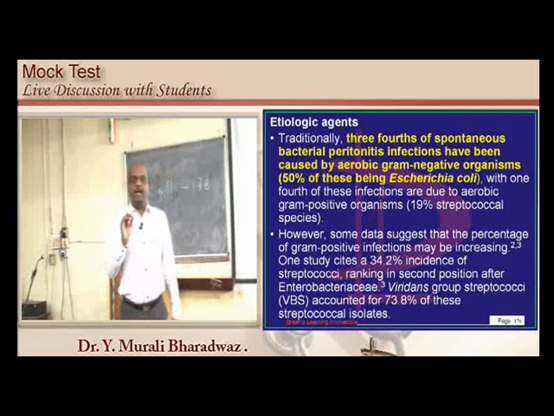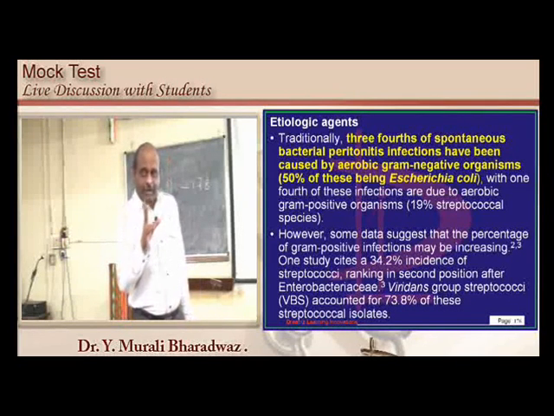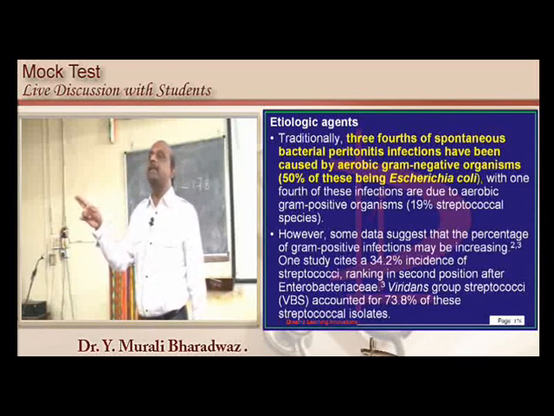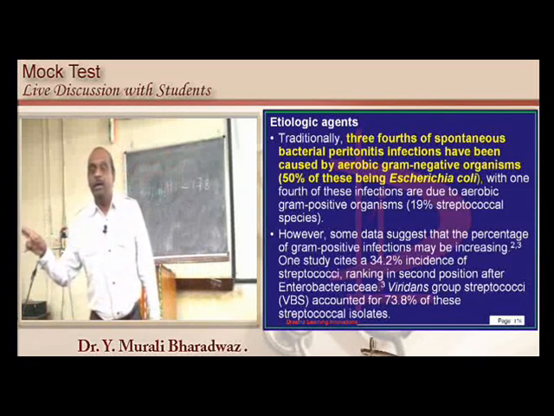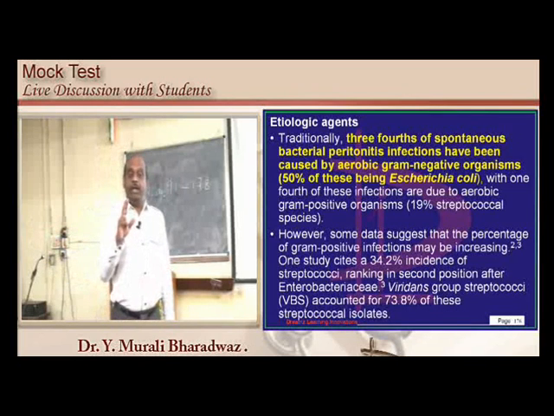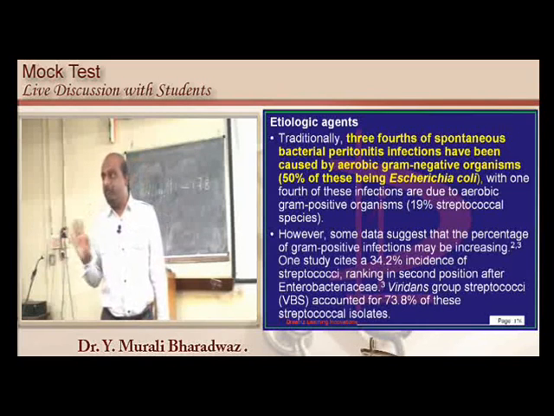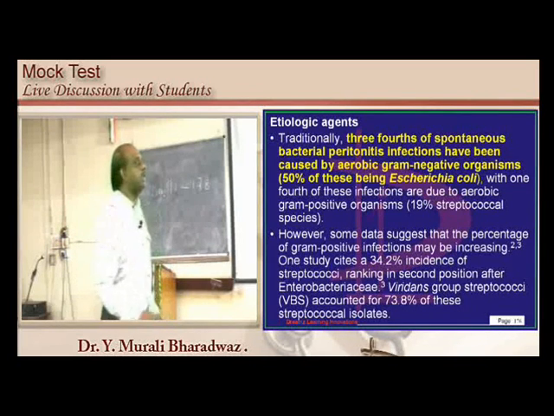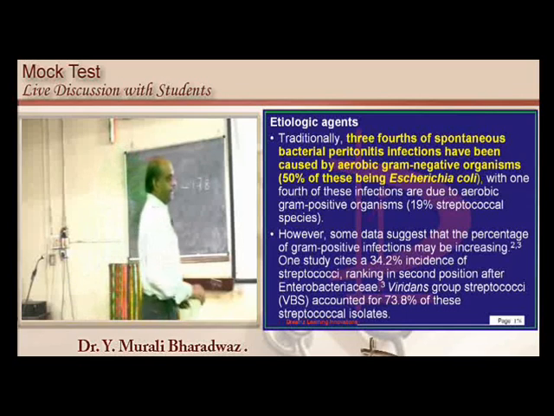Then another differentiating factor is, if it is a secondary bacterial peritonitis, you find multiple organisms growing in the ascitic fluid culture. But generally in case of spontaneous bacterial peritonitis, only one organism will grow, not multiple. If multiple organisms are growing, it is no more spontaneous bacterial peritonitis, is what you have to basically remember.